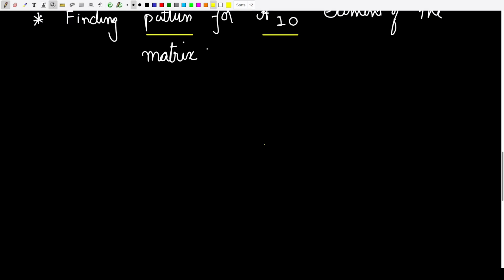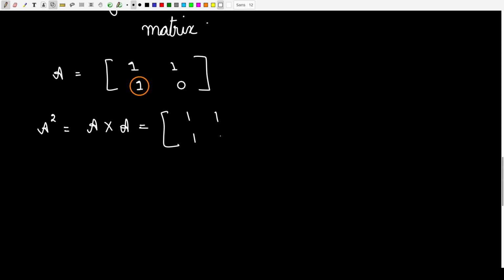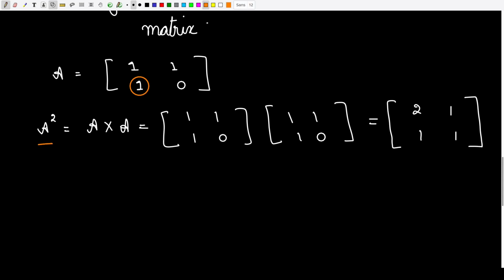So what I mean by this is, let us take our original matrix. Our original matrix is A, and over here the matrix which is given to us is 1, 1, 1 and 0. The 1 comma 0th element is this. Now let us go ahead and compute A square. As we know, A square is essentially A times A, which is equal to 1, 1, 1, 0, and let us multiply it with 1, 1, 1 and 0. If you multiply this, the resultant matrix will look something like this. And over here in A square, the 1 comma 0th element is this element.